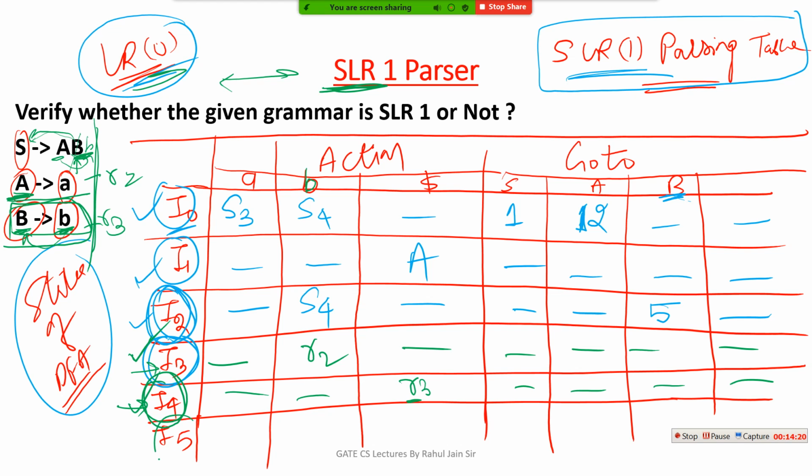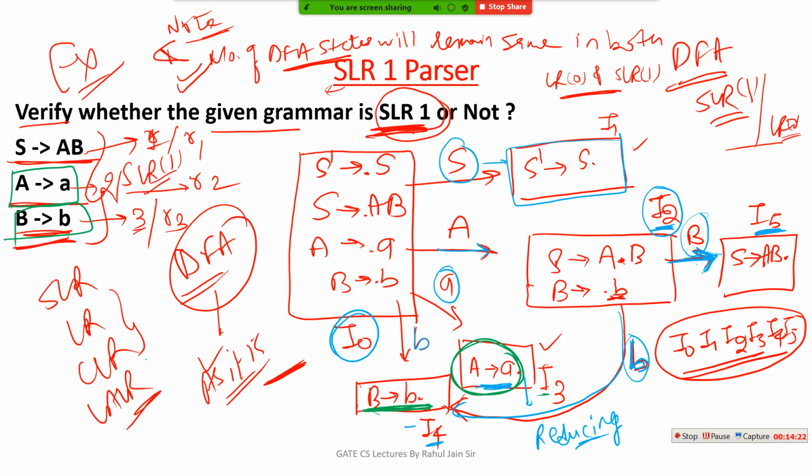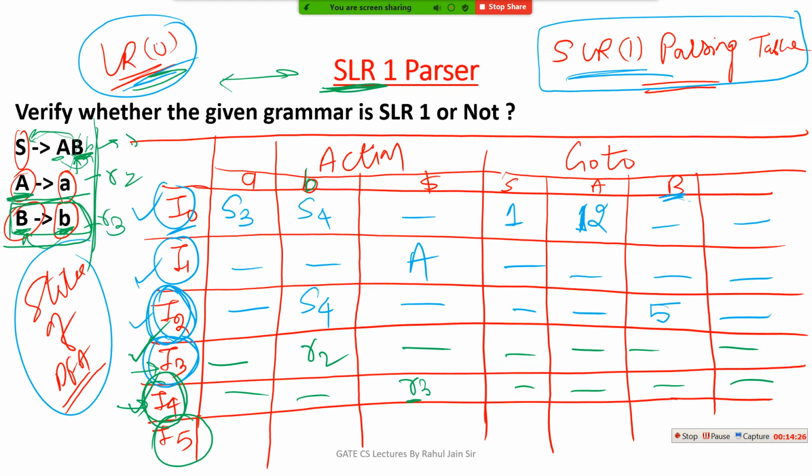The next one is I5. I had done I4. Now I need to check I5. I5 is reducing equation number 1, that is this one, R1. Where will R1 reduce? It will reduce on follow of S. What is follow of S? Follow of S is dollar. So R1 will reduce on dollar. The remaining ones will be left blank.